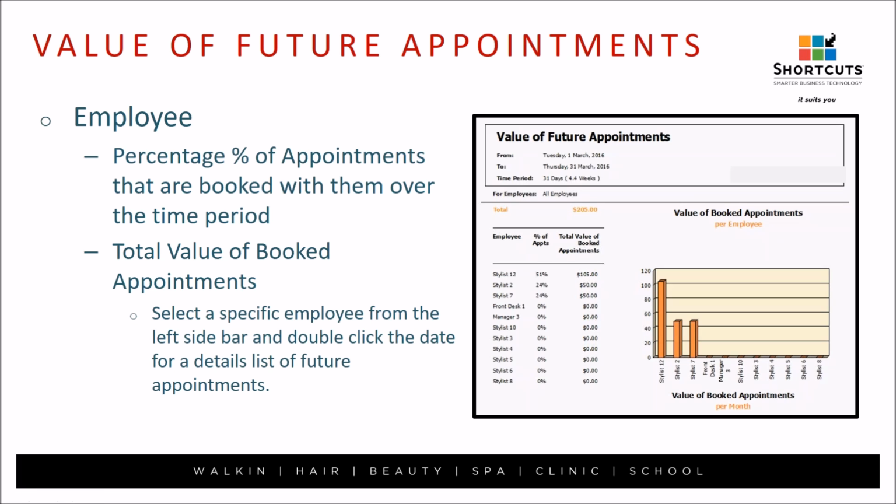You will select a specific employee from the left sidebar, so that's the options button, or the employee icon underneath that, and then double click the date for the detailed list of future appointments. So if I select any of these, I could then drill down into what appointments are booked in on what date.